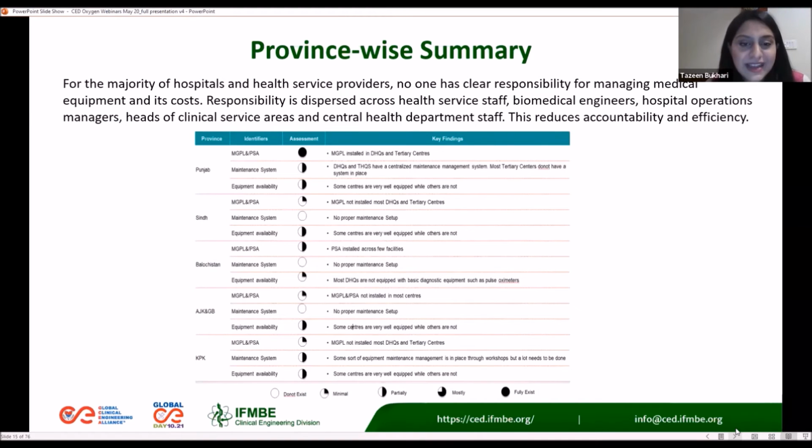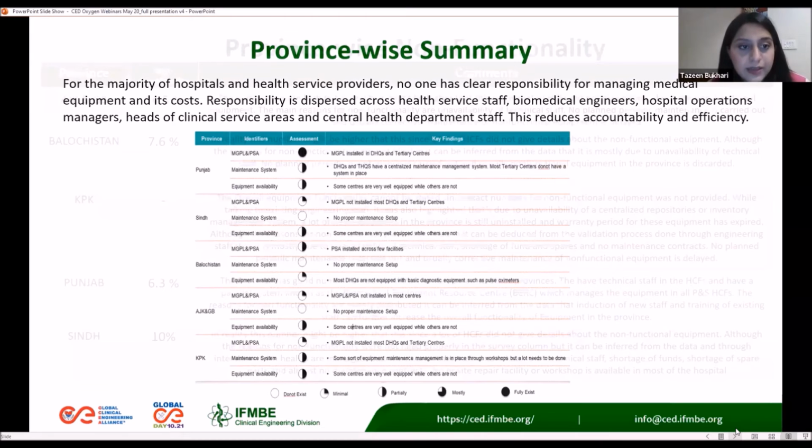So this is the summary slide. I have already talked about the unavailability of medical gas pipelines. There were issues with the maintenance system, and there was disparity between the equipment availability.